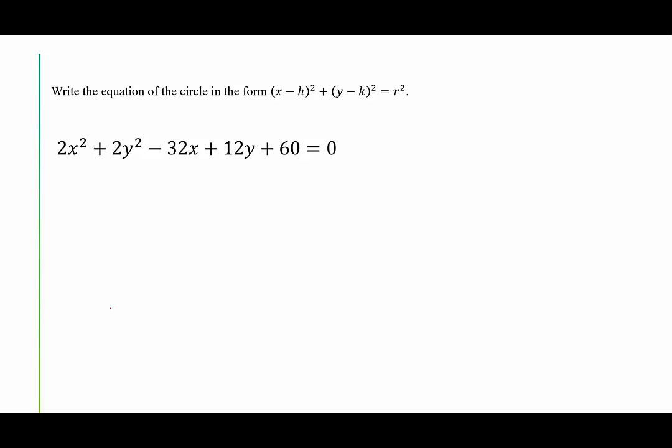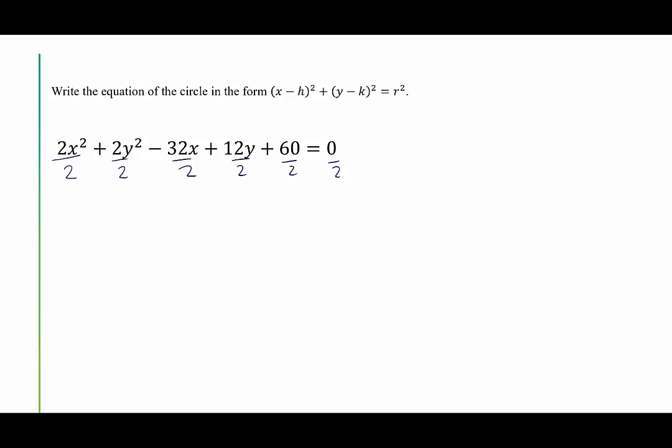In our last example, I see a problem right off the bat. x squared and y squared should not have coefficients. Luckily, they have the same coefficient, so that indicates to me I'm going to have to divide everything by that coefficient so that we end up with just x squared and just y squared. They both have coefficients of 2, so I'm dividing every single term by 2. Divide by 2, divide by 2, divide by 2.